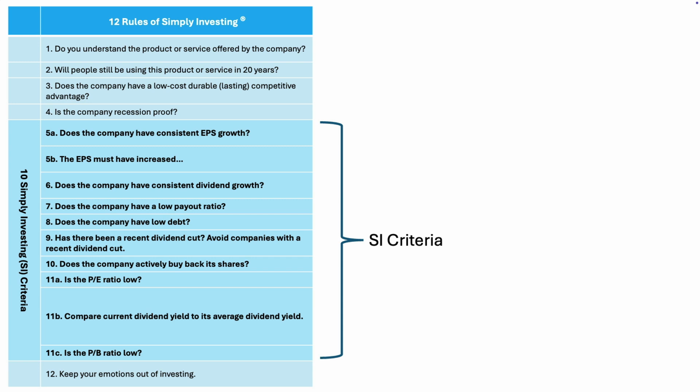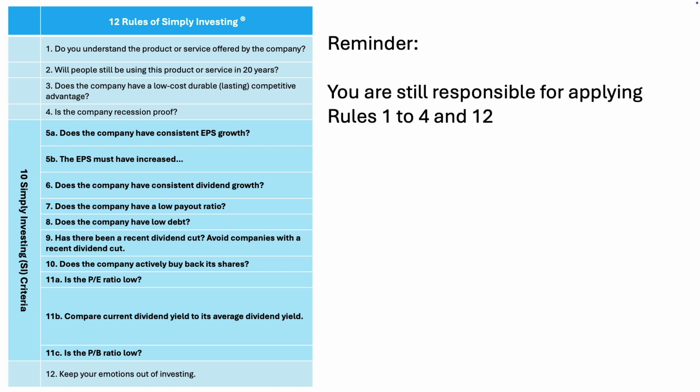So if a company passes all of the 10 SI criteria, it will receive a grade of 10 out of 10. Anytime it fails a criteria, it's going to fail that rule. Now, keep in mind, you are still responsible for applying rules number 1 to 4 and rule number 12. So again, the rules are up on the screen. You can pause here if you want to take a look at the rules in detail. But like I said, we cover these in the Simply Investing course.